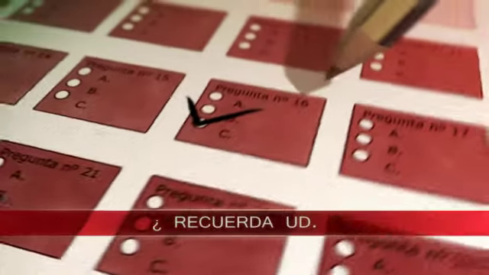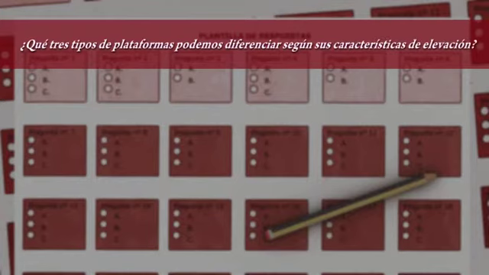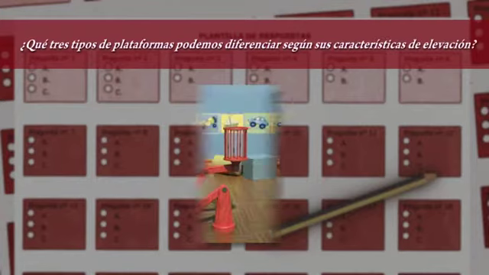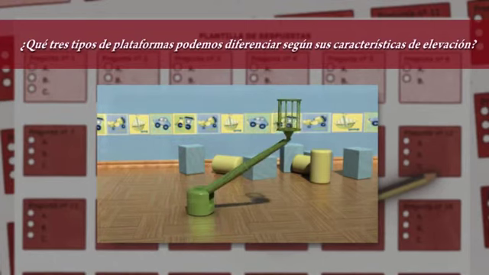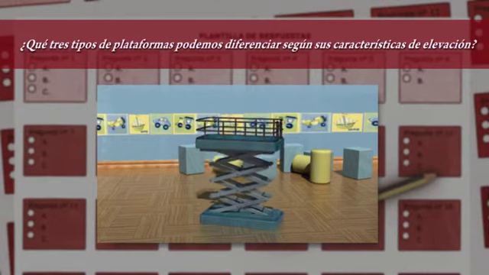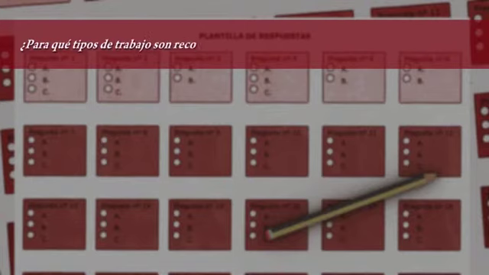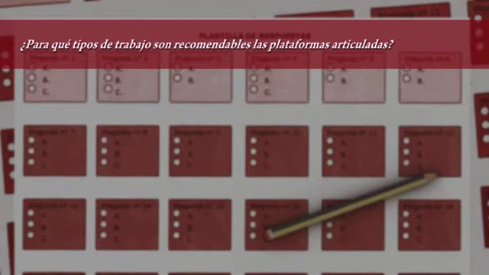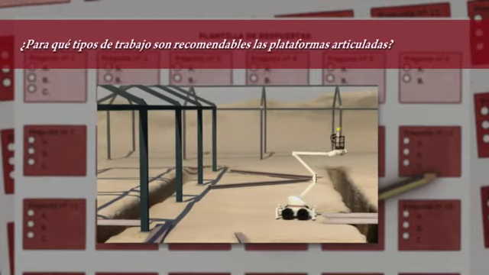Do you remember? What three types of platforms may we differentiate according to their features of elevation? Articulated, telescopic, and scissors type. For what kind of works are the articulated platforms recommended? For every professional field that has to do works where it is necessary to avoid obstacles.